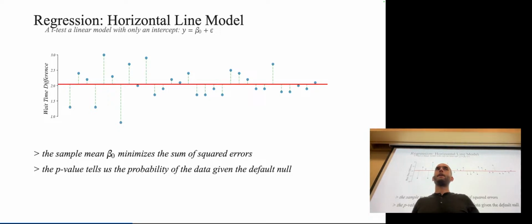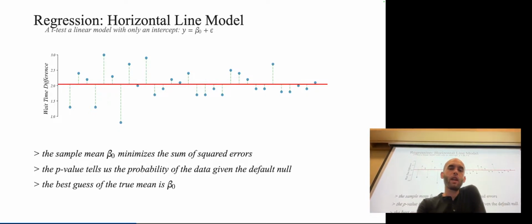That's going to be our default null. Okay. And then it turns out our best guess, the way we interpret this, is our best guess of the truth is this beta 0. So if I were to guess the difference in wait times in the morning and afternoon, I would guess the parameter we found for beta 0, which in this case, I think the number was 1.97.